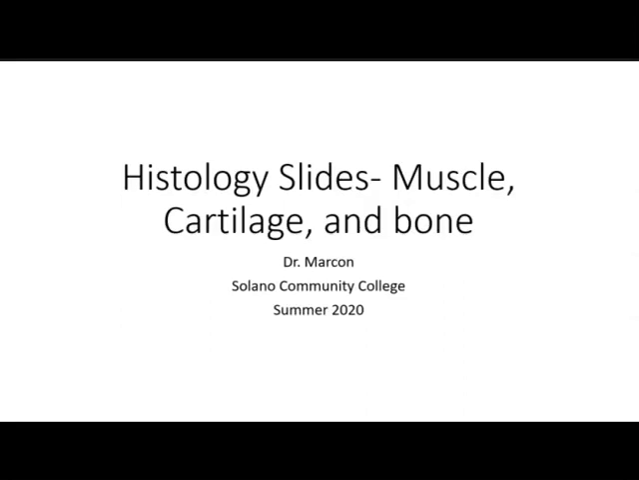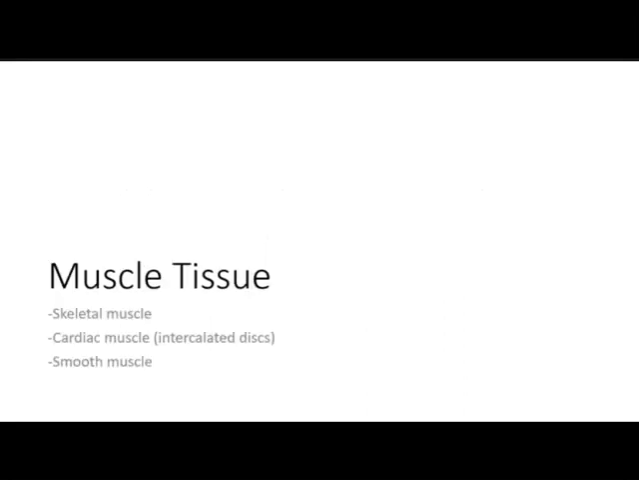This is one of the PowerPoints that I emailed everyone because it would not let me upload it onto Canvas. So first we'll talk about muscle tissue. We have the three types. We have skeletal muscle, we have cardiac muscle with the intercalated discs, and then smooth muscle.